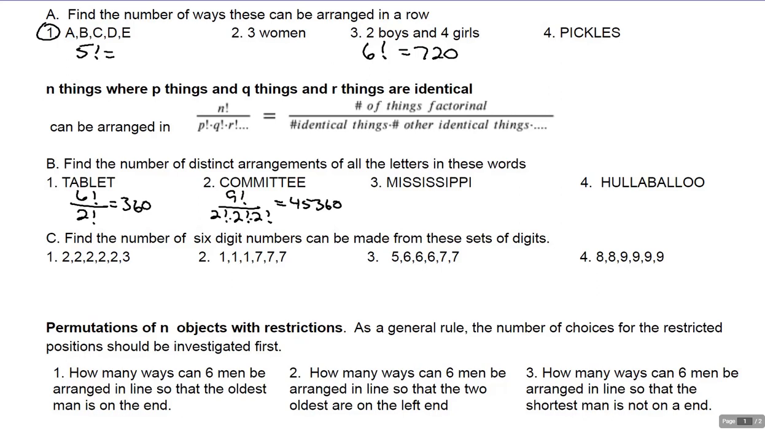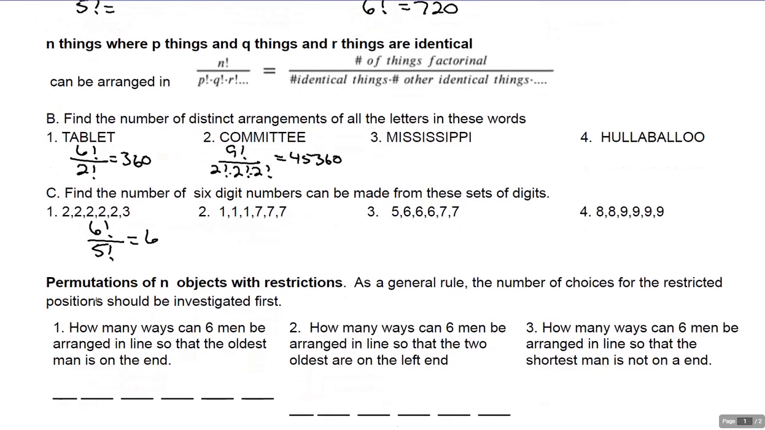Gotcha. So in here, how many numbers do I have? 1, 2, 3, 4, 5, 6. 6 factorial. How many are identical? 5 of them. What's that going to be? 6. So anytime there are things that are duplicates, exact copies, then you divide by that number to take into account.